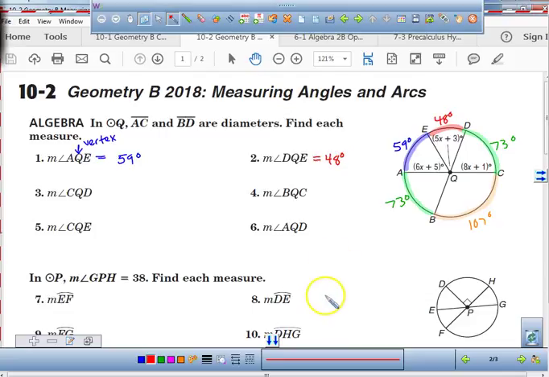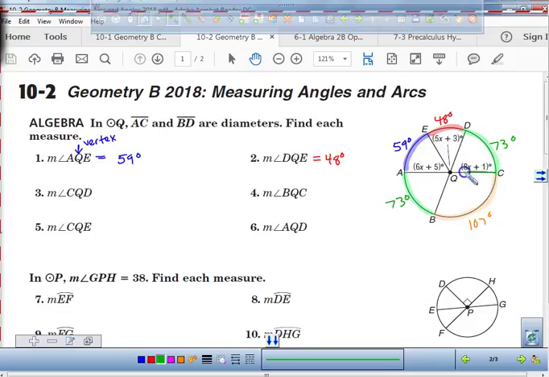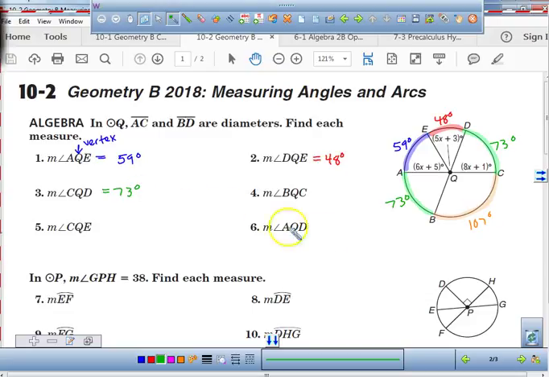Okay. C, Q, D. Does order matter? Yes. Start at C. What am I going to go to? Q. Go to D. 73. Boom. All right. I'm skipping ahead. Those are pretty easy. Okay, skip ahead.